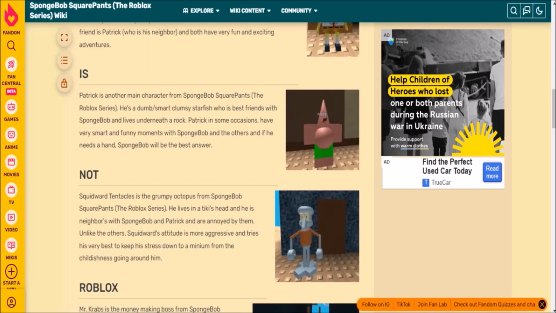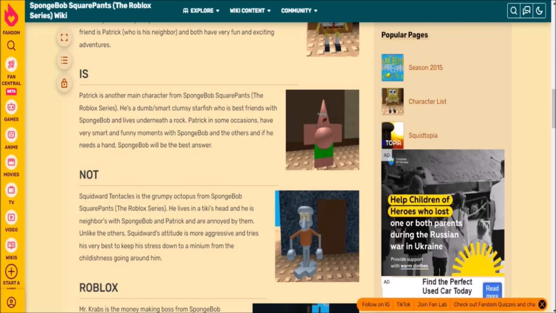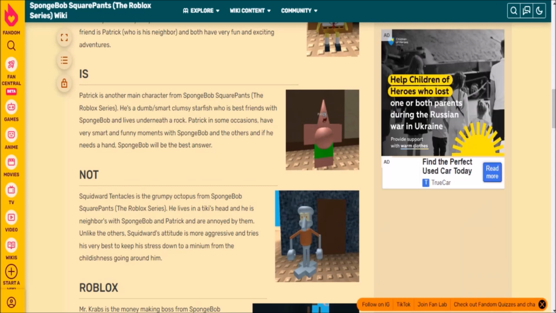All right, this is Patrick. Patrick is another main character from SpongeBob SquarePants Roblox series. He is a dumb/smart, clumsy starfish who is best friends with SpongeBob and lives underneath a rock. Patrick, in some occasions, has very smart and funny moments with SpongeBob and the others, and if he needs a hand, SpongeBob will be the best answer.